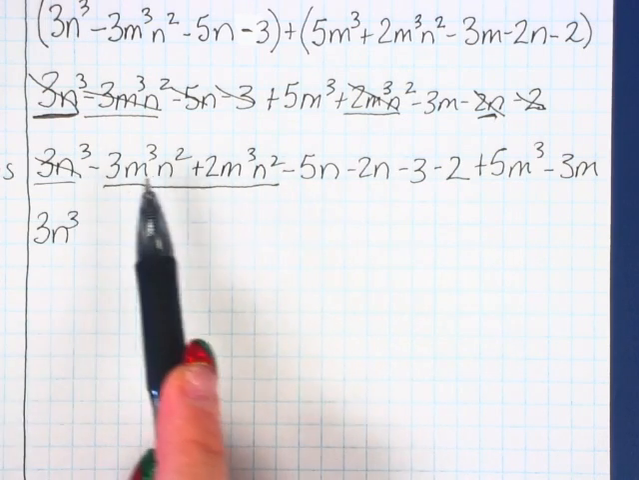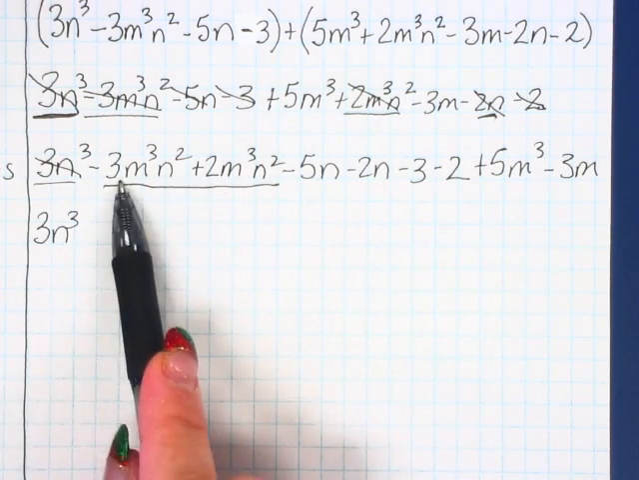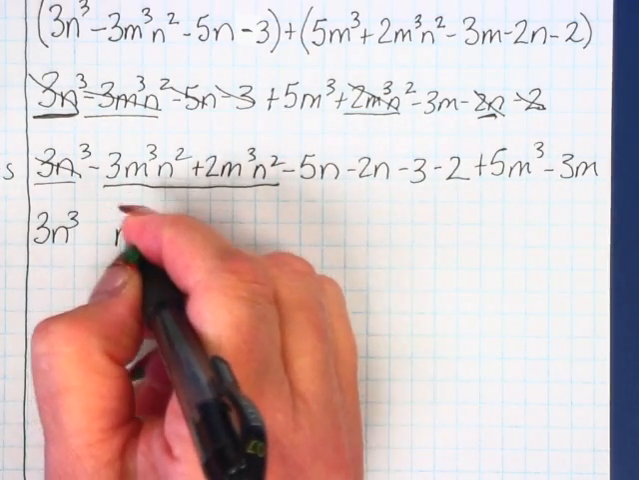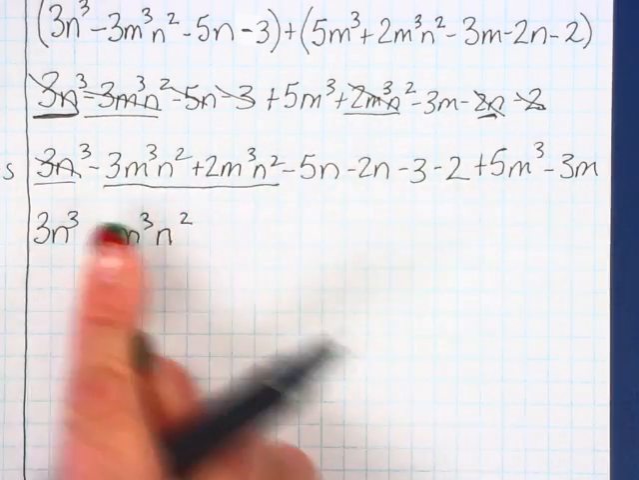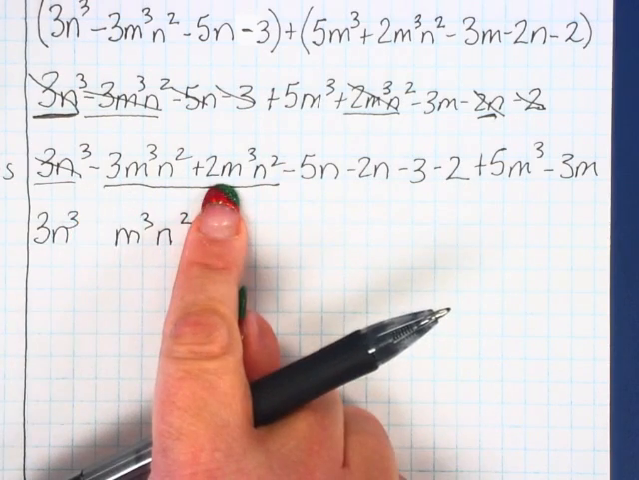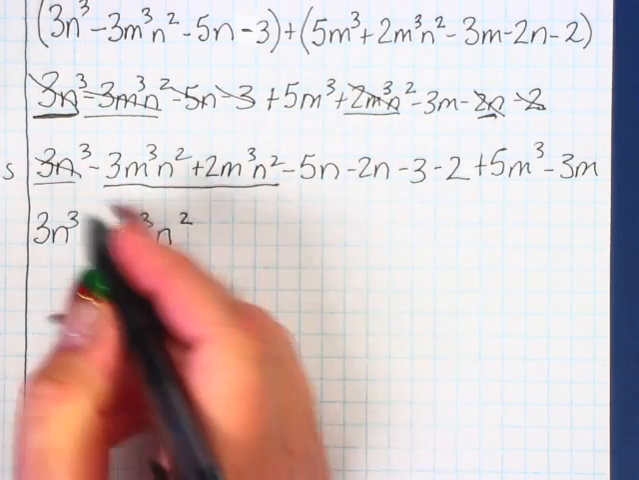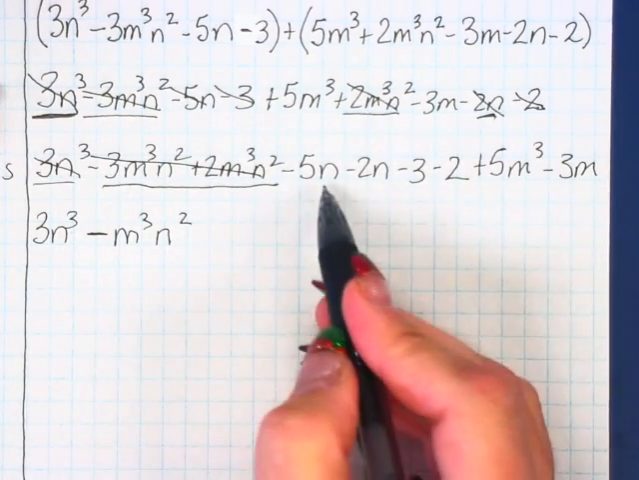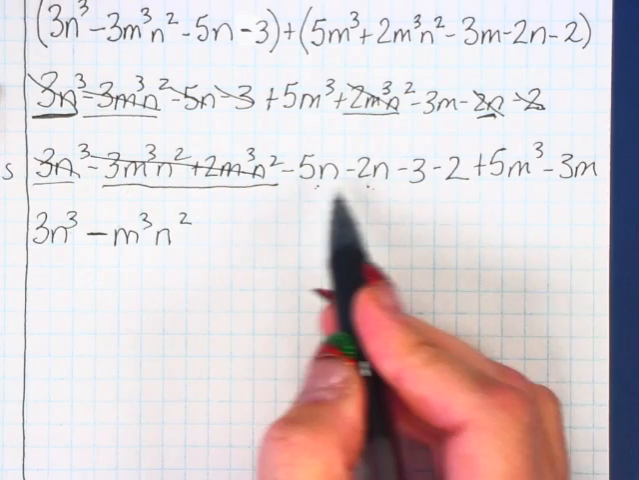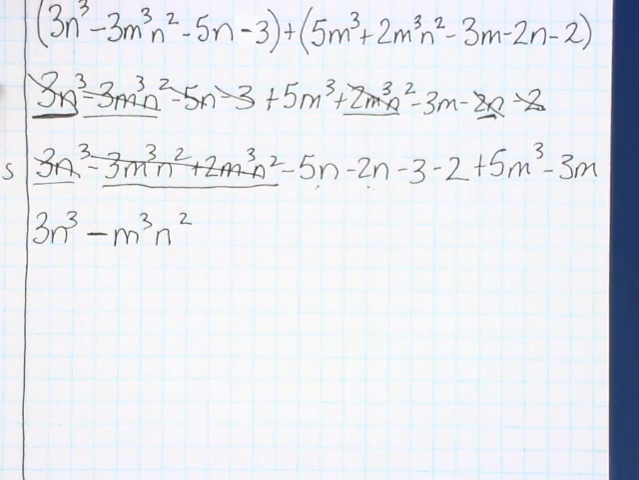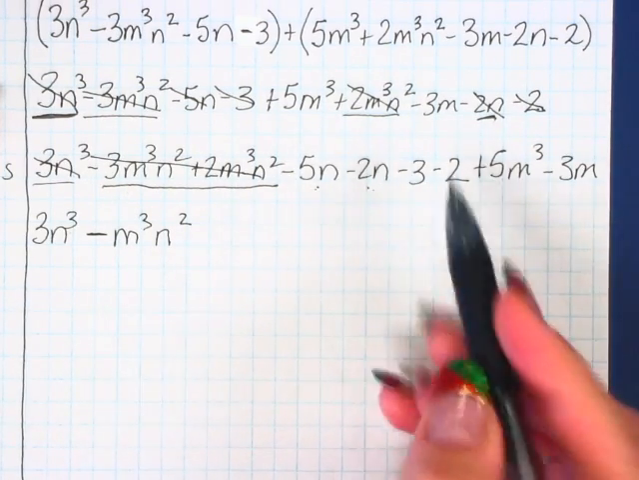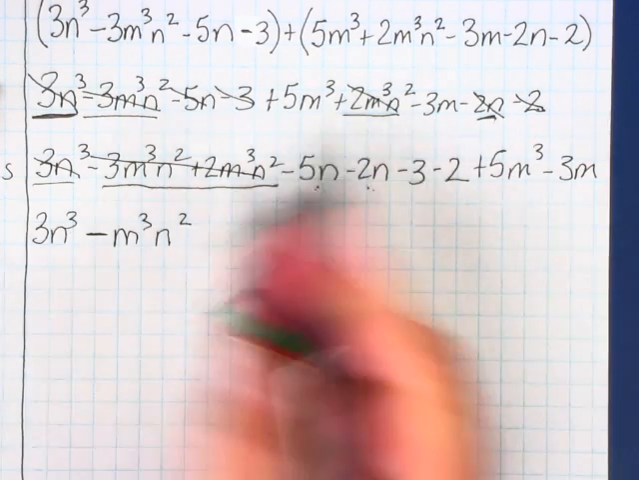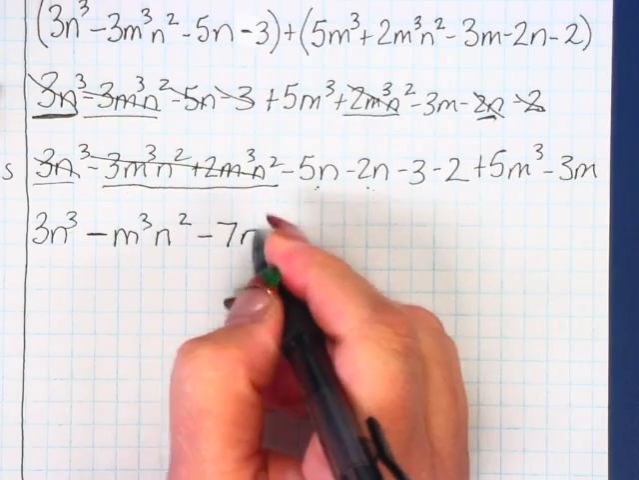This is a negative. So when you have one positive and one negative, you subtract. 3 minus 2 is 1. So m to the third, n to the second. 3 is a number that's bigger than 2, and 3 is the negative, so it tells me my answer is negative. Looking here, you have negative 5 and negative 2n. They're both negative. You're going to add them together, and they're going to stay negative. Negative 5 and negative 2 is negative 7n.